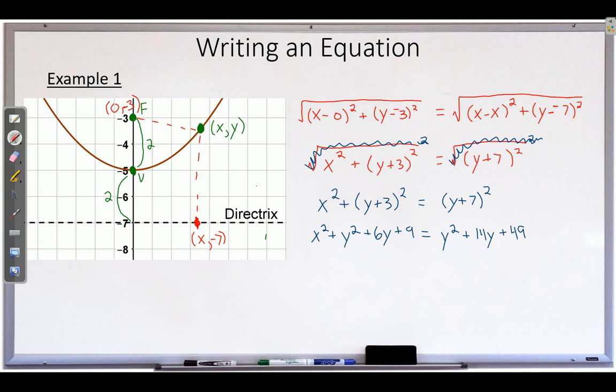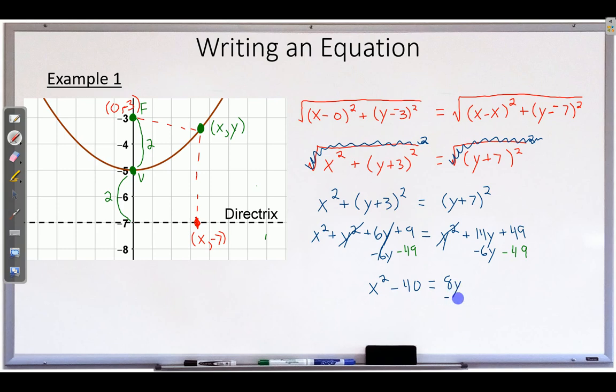Now we have to get the y's on one side and the x's on the other. But something kind of nice happens. If we subtract y squared from both sides, those go away. And then if we subtract 6y from both sides, that goes away. 14y minus 6y is 8y. And to cut down on the steps, let's do one more step. If we're going to get the y's on this side, let's move everything else to the other. Minus 49, minus 49. So 8y is equal to x squared, and 9 and negative 49 make negative 40.